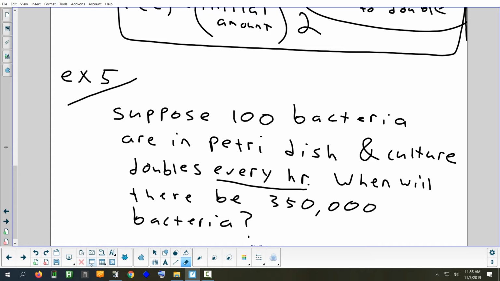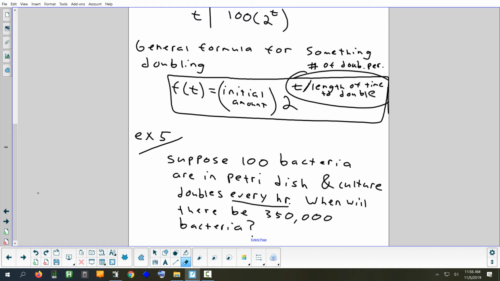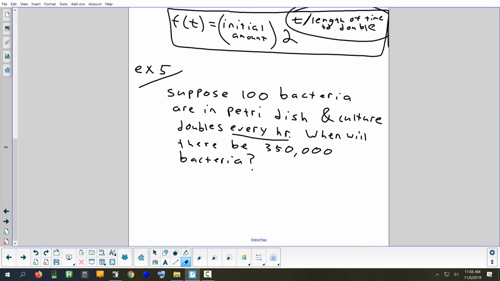Okay. So, let's start with the equation. Let's write bacteria as a function of time. What would I write first? 100. Yep. Times 2 to the t, and what's my denominator? 1. Okay, it doubles every 1 hour.